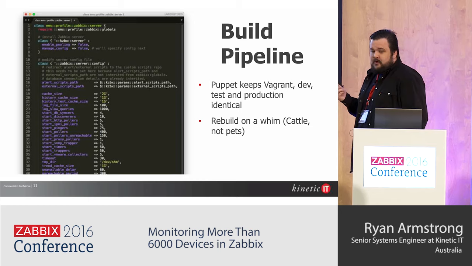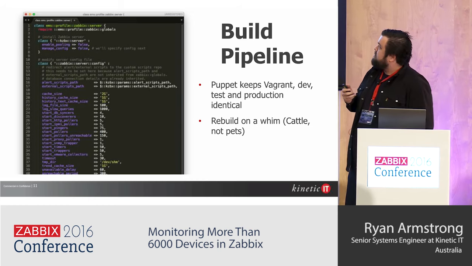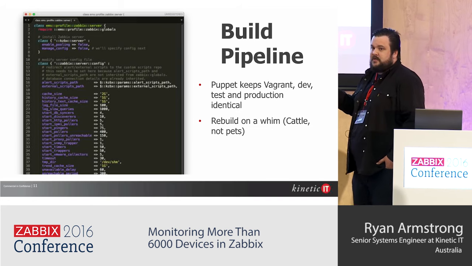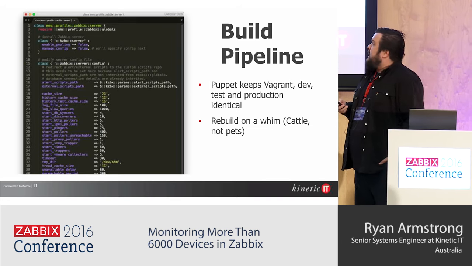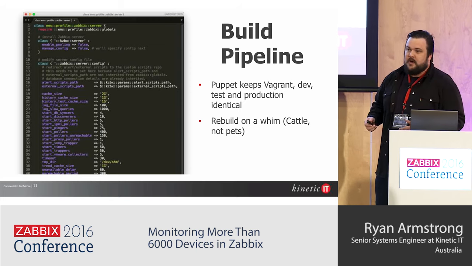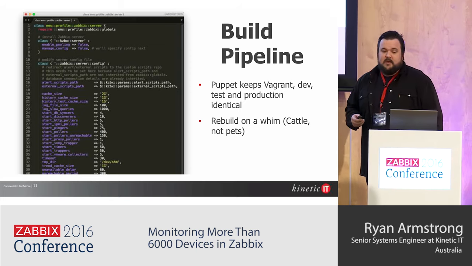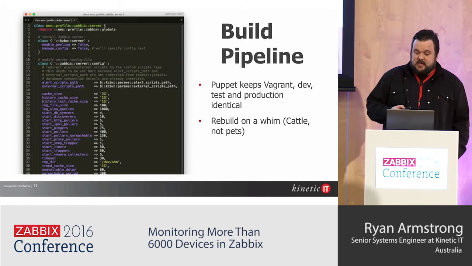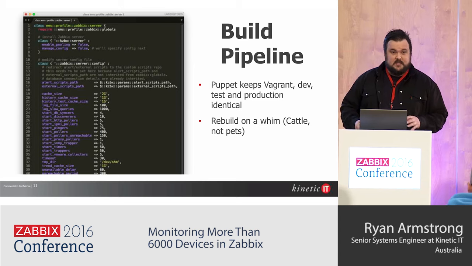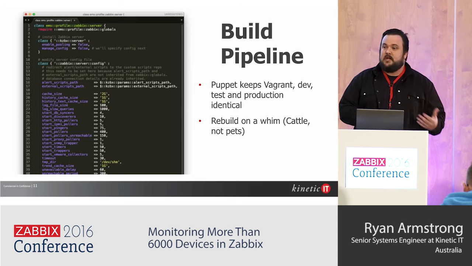This is what our Puppet code looks like. The first little part there is just installing Zabbix. The second part is configuring the Zabbix server configuration file. It's reasonably simple. Behind there, there's a little more implementation, but Puppet abstracts most of that away for us. As I mentioned, it's going to keep dev, test, and prod in sync, but the beauty of this process for us is that it all starts on a Vagrant machine on our dev box.